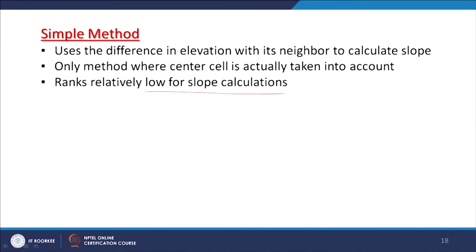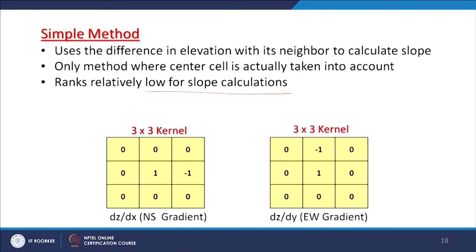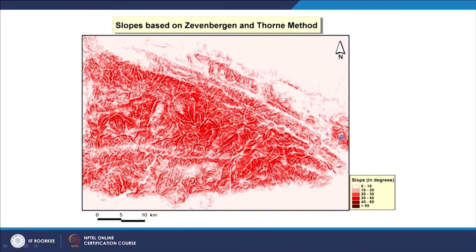It ranks relatively low for slope calculations, because it depends on how people prefer, but this is the most popular one, though it may rank low from a very accuracy point of view. And this is how the kernel works; these roving or moving windows are also called kernels. So you can do the calculation like this.